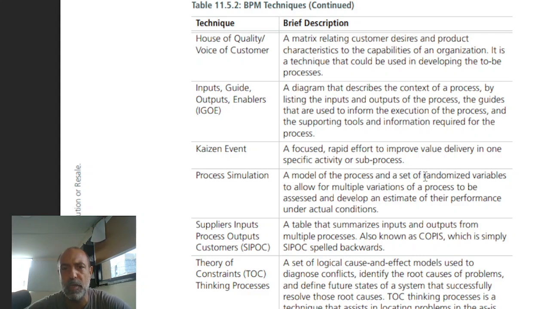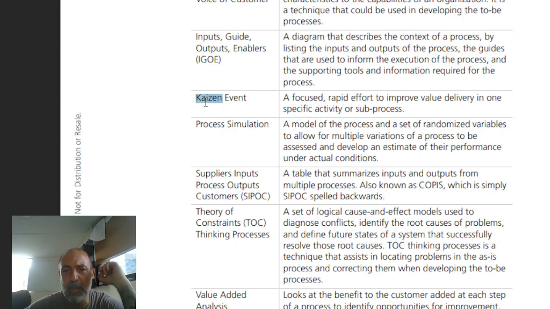Inputs, guide, outputs, enablers, a diagram that describes the context of a process by listing the inputs and outputs of the process, the guides that are used to inform the execution of the process, and the supporting tools and information required for the process. Right, so inputs, guide, outputs, enablers. Like what guides the input and what enables the output. That's how you should look at it.